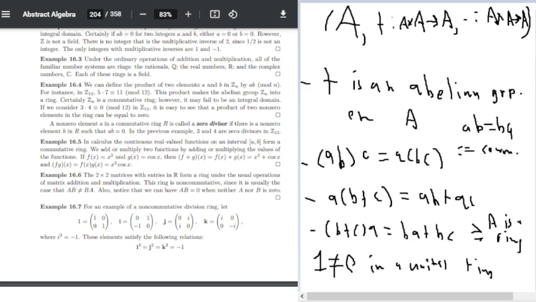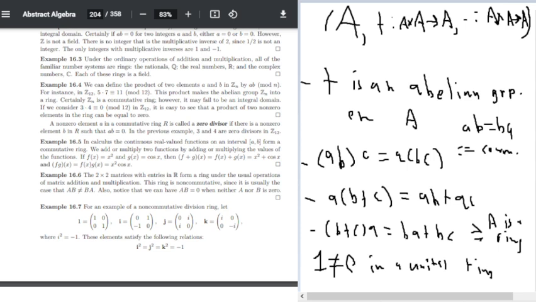This product makes the abelian group Z sub n into a ring. Certainly Z sub n is a commutative ring. However, it may fail to be an integral domain. If we consider 3 times 4 is equivalent to 0 mod 12 in Z mod 12. Notice here that this is a factorization for 12.